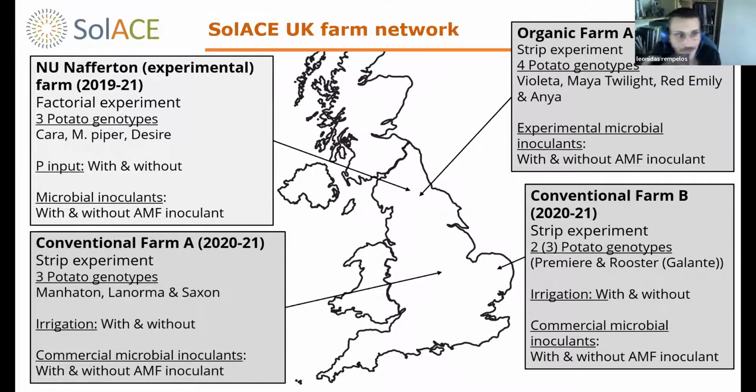Two farms, as you can see in my little map, were in the east of England, and they tried the commercial AMF inoculant with and without irrigation over 2 seasons, while one farm in the northeast of England tried the experimental inoculant provided by the project over 2 seasons, and there was no irrigation applied. All the above trials followed a very simple on-farm demonstration strip design, while varieties were farmers' choices, so they fit with their current cropping plans.